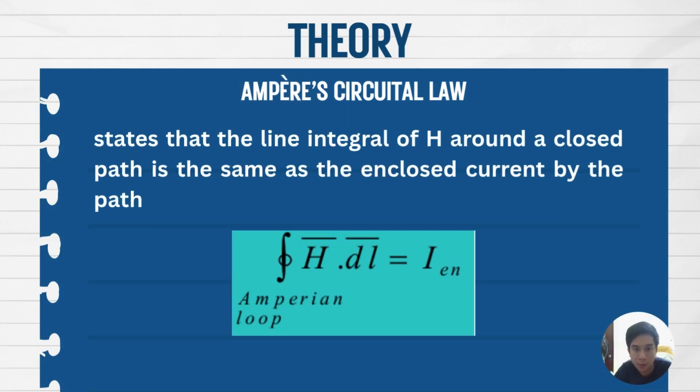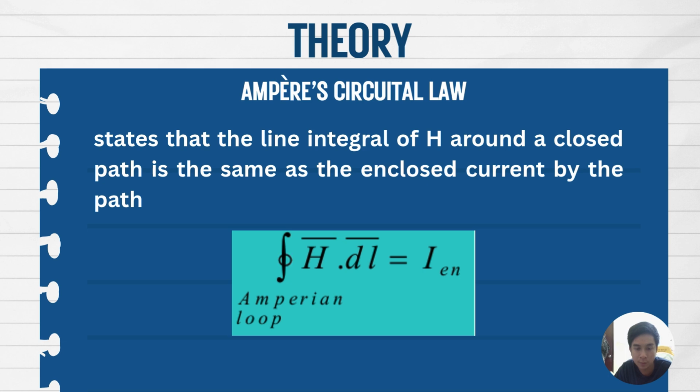Okay, I will talk about the theory part of the electromagnet. What does the electromagnet relate to in our theory? The theory we relate to is Ampere's circuital law. So, what does Ampere's circuital law state? It states that the line integral of H, the magnetic field intensity, around a closed path is the same as the current enclosed by the path.